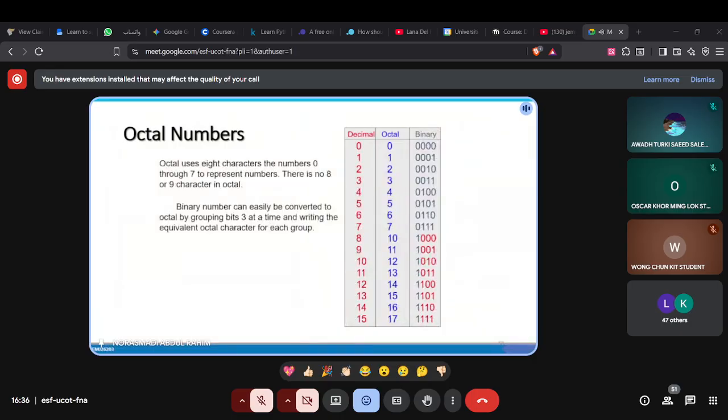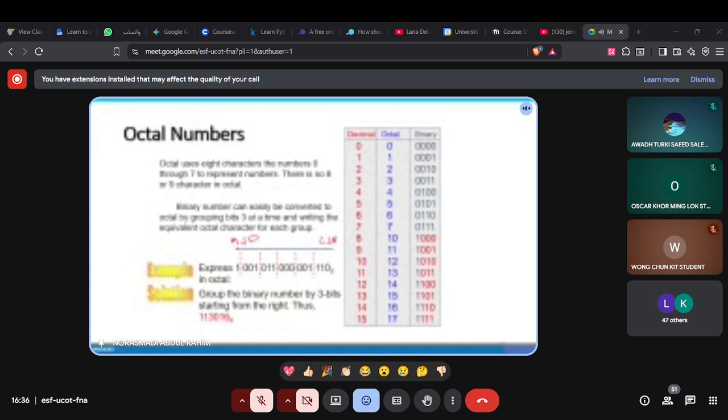But a binary number can easily be converted to octal by grouping bits 3. Okay, hexadecimal is grouping 4 bits, but octal is grouping 3 bits at a time, and writing the equivalent octal character for each group. So, given this one, express 10011, the long number here. Then you need to split it into groups of 3 bits from left to right. Okay, meaning that from LSB to MSB. Group into 3.